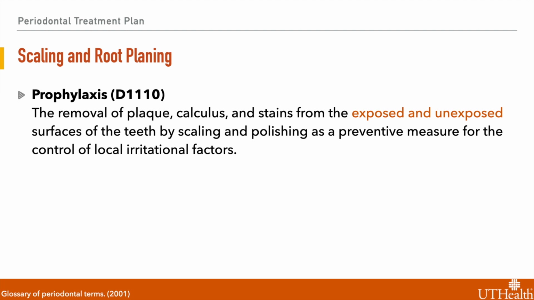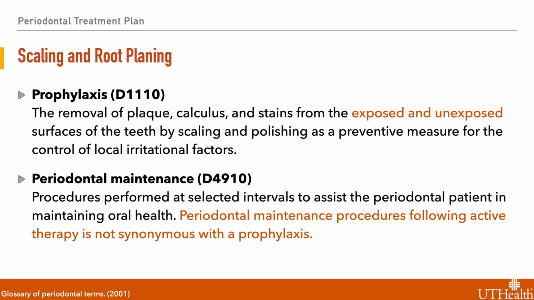Therefore, when we're doing prophylaxis for gingival health and gingivitis, we want to remove plaque, calculus, and staining from both exposed and unexposed surfaces, both crown and root of the teeth, by scaling and polishing to prevent or control the local factors. For periodontal maintenance after scaling and root planing, it should be to help maintain oral health for the patient. So please keep in mind that periodontal maintenance after SRP is not the same as prophylaxis.